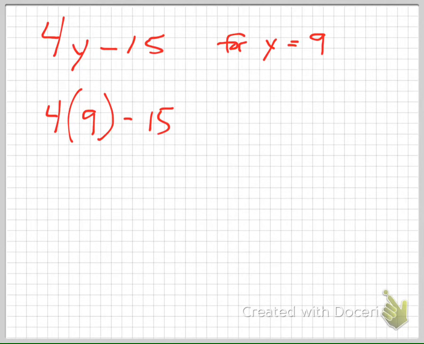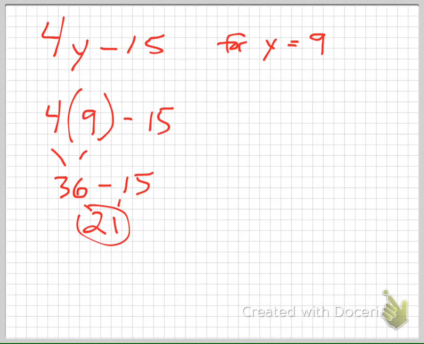So now we simply do the order of operations. Look for parentheses. Do you see any parentheses? I say parentheses. Do you see any grouping symbols that you need to simplify? No. Do you see any exponents? No. Do you see any multiply or divide? 4 times 9 is 36 minus 15 is 21. Does that make sense? Okay, so same thing as yesterday, except now we had variables and we're actually plugging in the numbers for the variables. Right? It's that simple.